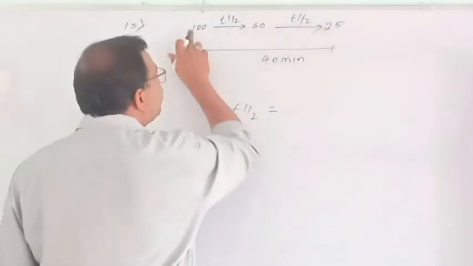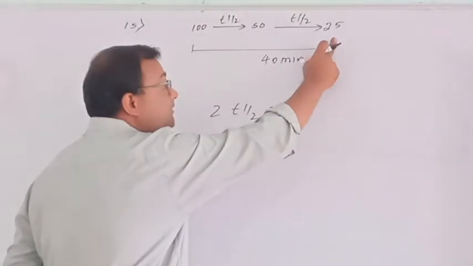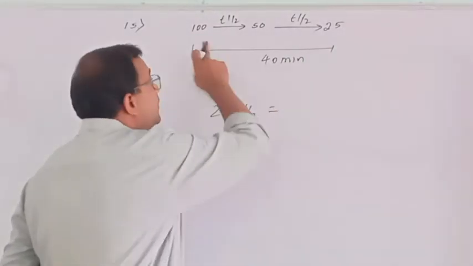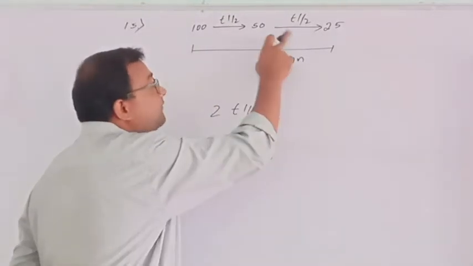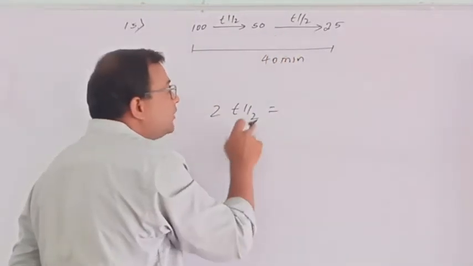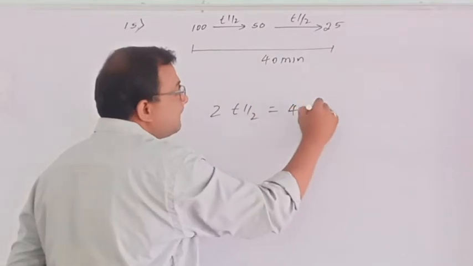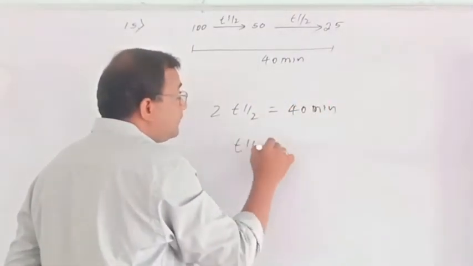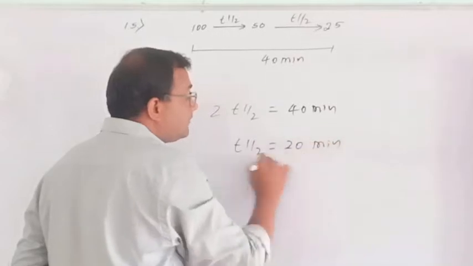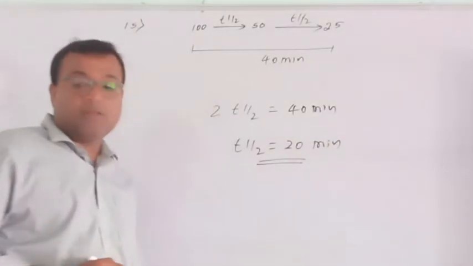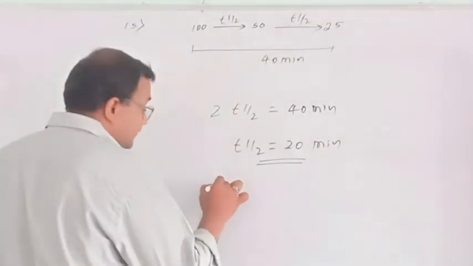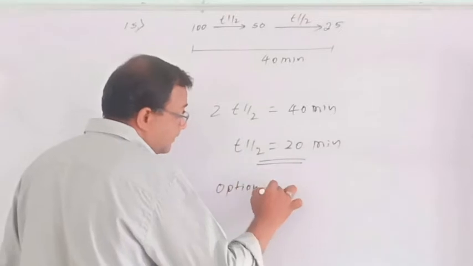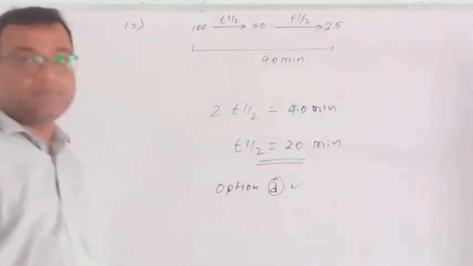So total time from 0 to 75% completion takes 40 minutes. In order to convert from 100 to 25, time taken is 2 T half. 1 T half and one more T half, 2 T half. 2 T half is equal to 40 minutes. Then T half is equal to 20 minutes. So correct answer is 20 minutes. That is option 20 minutes. We got option D is the correct option. Option D. Correct.